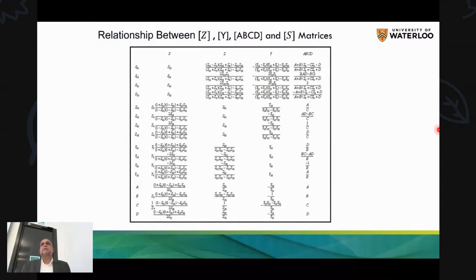But we have this famous table, which you see in Pozar, and you see it as well in the microwave filter book, which relates the elements of the S matrix to the Z, Y, and ABCD matrices. Once you know one, you will be able to find the elements of the other matrices.